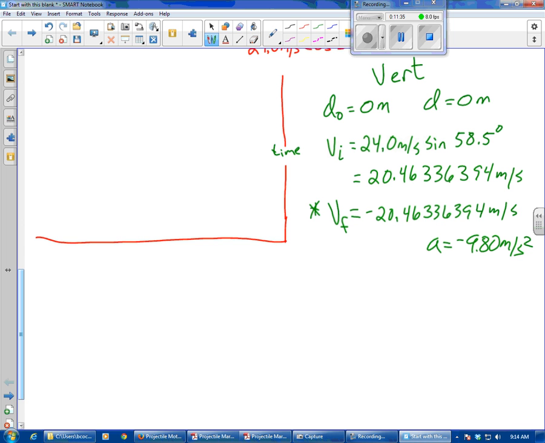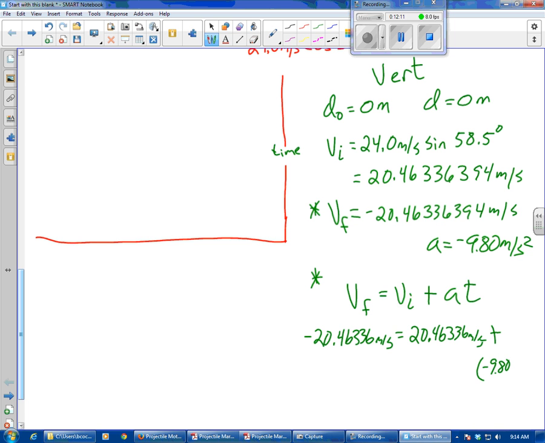So I'm going to star this, because if you realize that fact, the starred solution is the way you could do it, which says that V final equals V initial plus AT. And my V final is negative 20.46336 meters per second, equals my V initial, which I put down as 20.46336 meters per second, plus negative 9.80 meters per second squared, T.